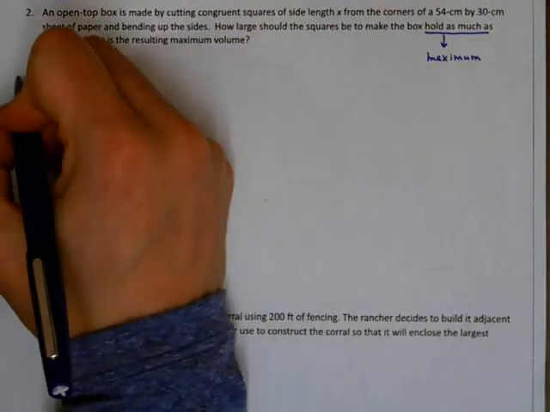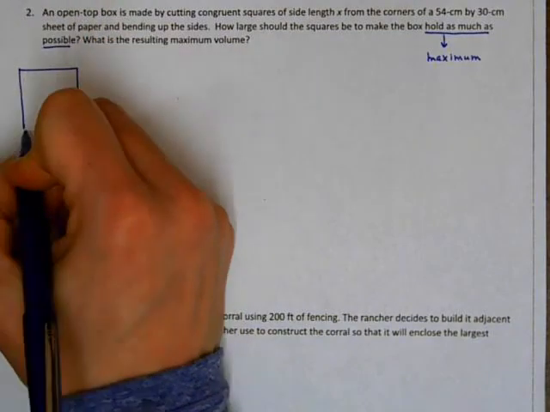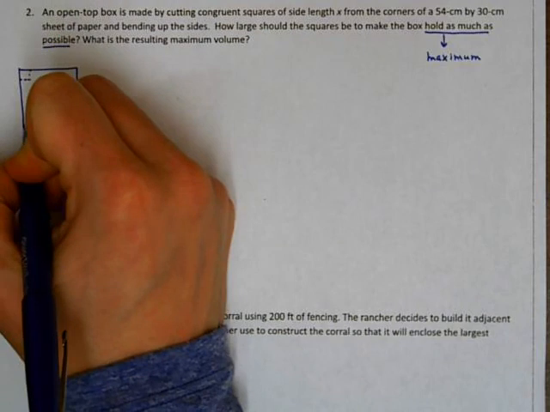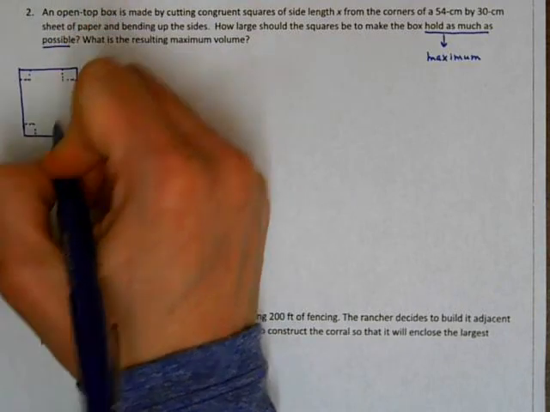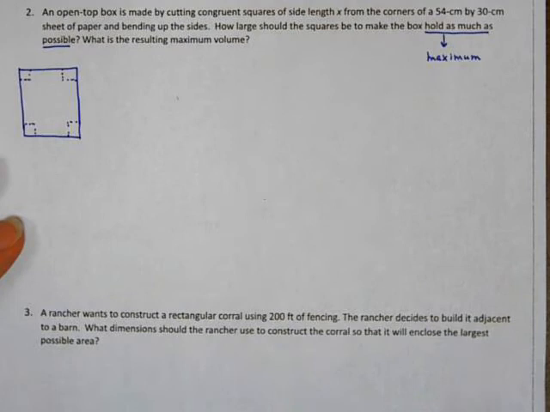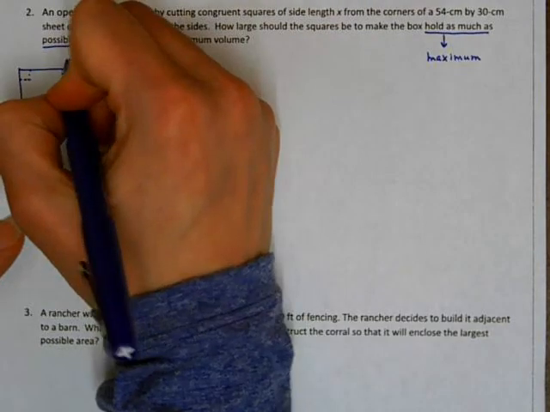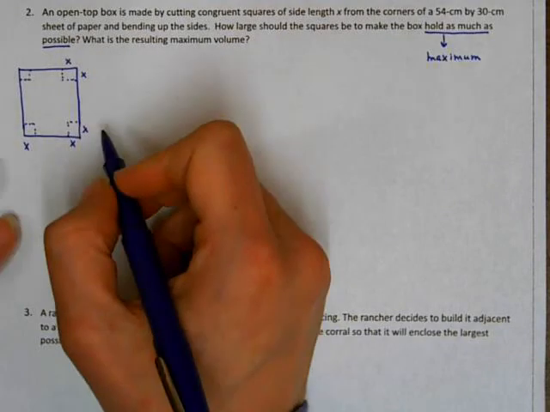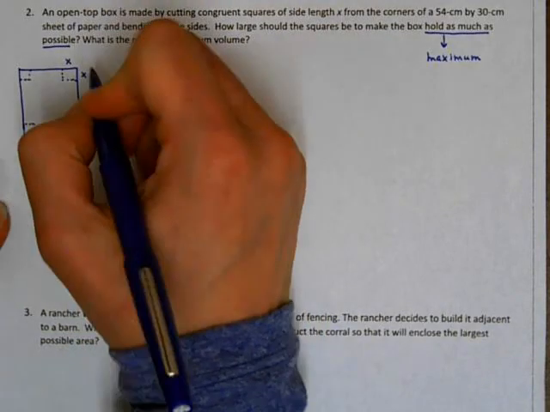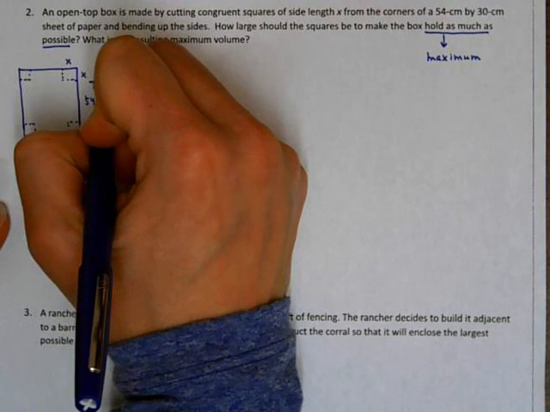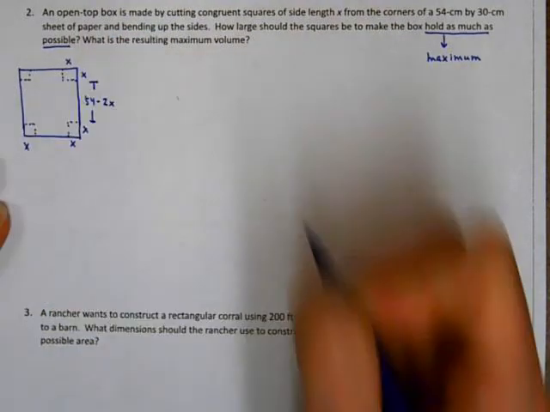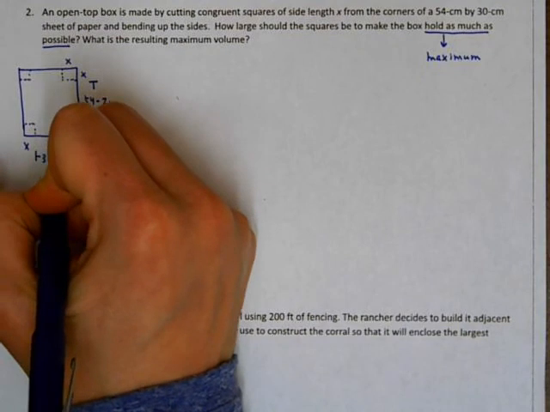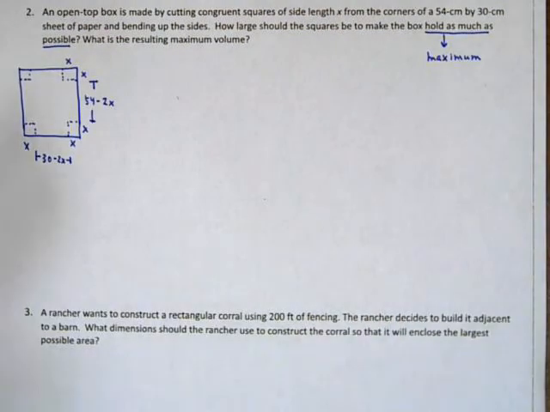So for my setup, I've got my piece of paper, and I'm cutting squares out of the corner, and those squares have length x. So now I know if this was 54, the remaining length is going to be 54 minus 2x because I cut off those 2 corners. And then here for my width is 30 minus 2x, again because I cut off those corners.